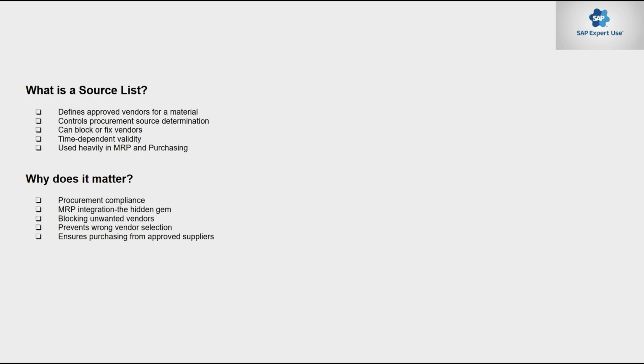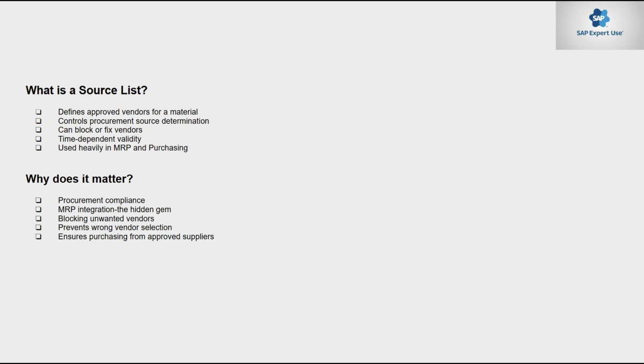Also, it helps block unwanted vendors. You can use the source list to block a vendor for a specific material. If a supplier has a quality issue, let's say, or their contract expires, you simply add a blocked source list record and SAP will prevent anyone from creating a PO with them for that material. And also, it ensures buyers purchase from the correct suppliers, preventing unauthorized sourcing. The bottom line is that the source list is a strategic procurement control tool, although underrated.